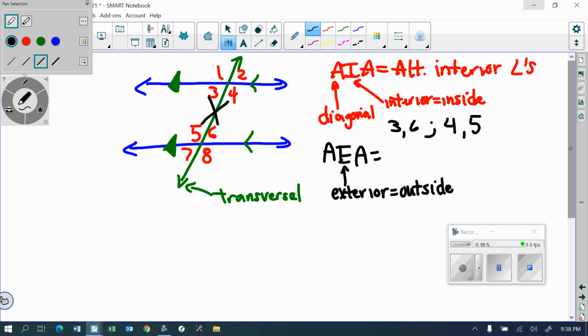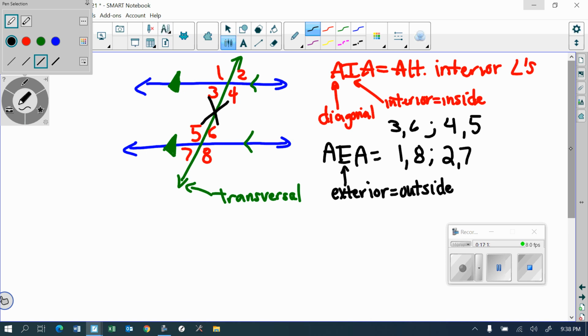Again, alternate means diagonal. So which ones are alternate? 1 and 8. What's the other pairing? 2 and 7. Very simple. You know what alternate means, you know what exterior means. You know what alternate means, you know what interior means. Okay, nothing to it. Elementary kids can easily do this.